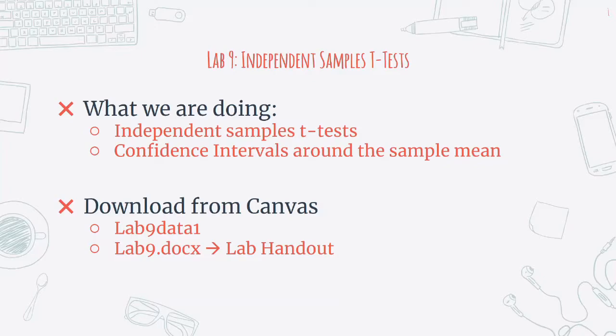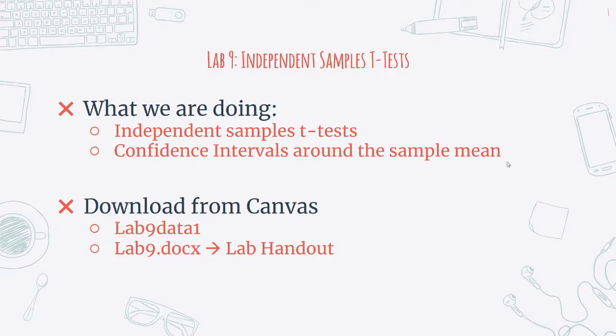Today we are going to be working on independent samples t-tests as well as generating confidence intervals around those means. And finally we're going to be talking about the assumption of variability. Today you're going to need to download Lab 9 Data 1 as well as the lab9.docx handout.